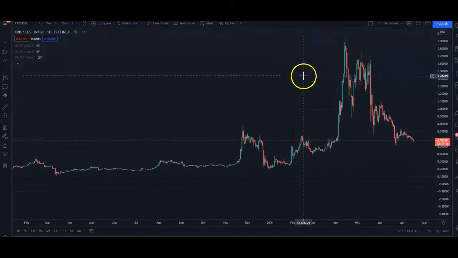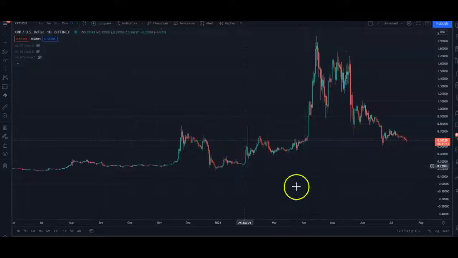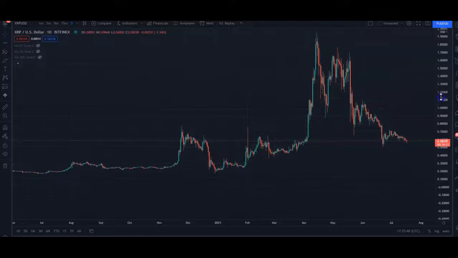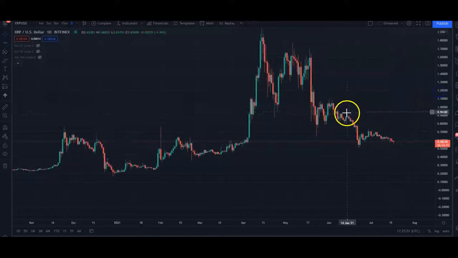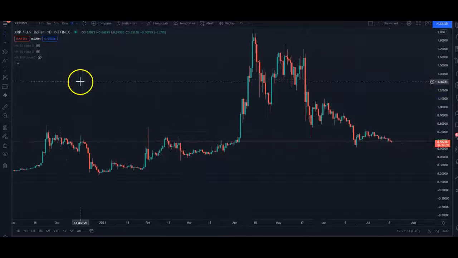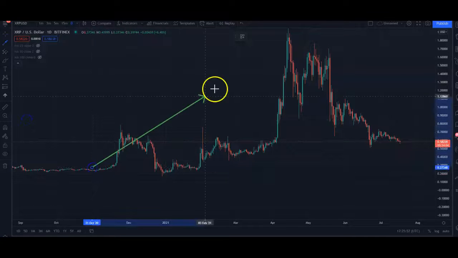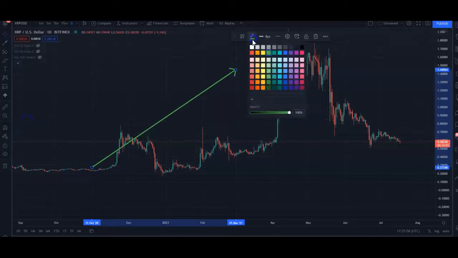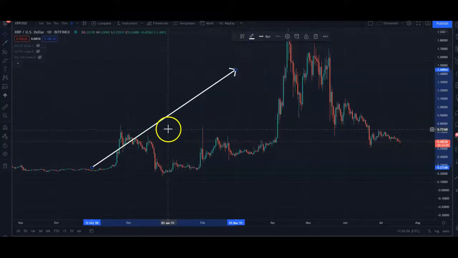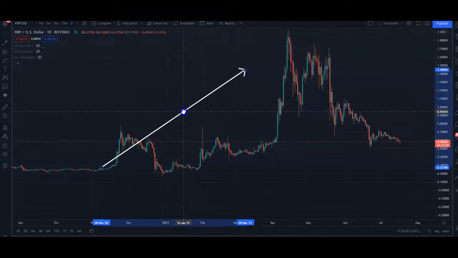Now, as we can see on the daily on XRP USD, we would all be in agreement that the overall trend is up, correct? Now, there is what you call a primary trend and then a secondary trend.